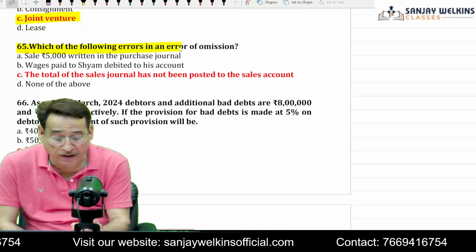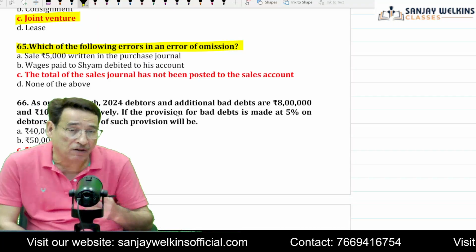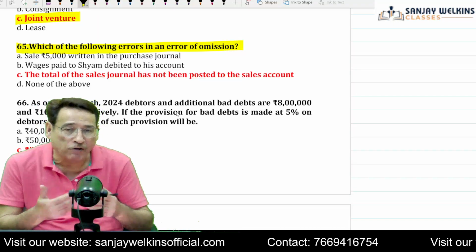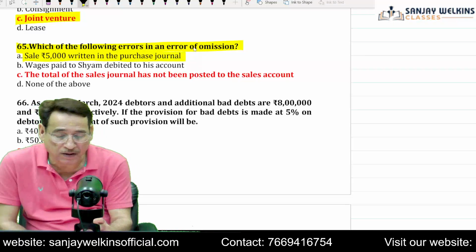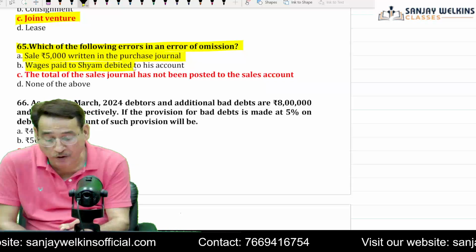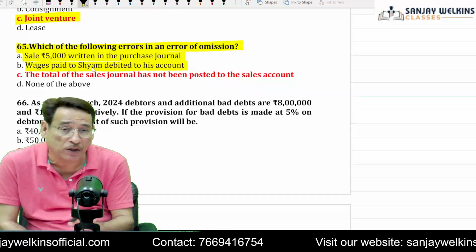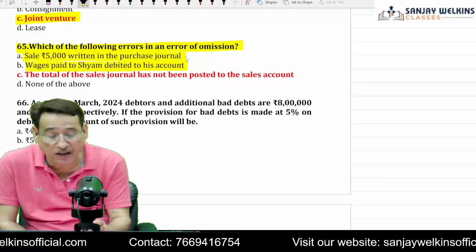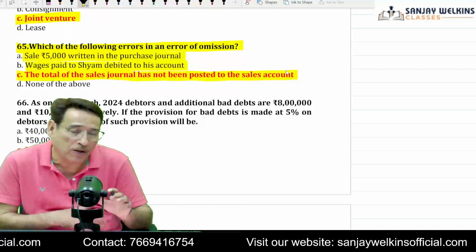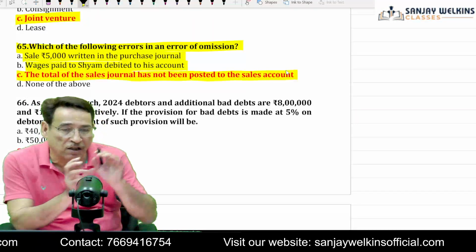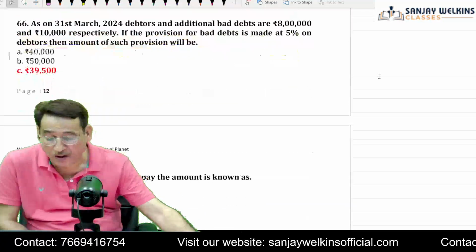Which of the following error is an error of omission? Which of the following is an error of omission? Omission means sometime when you skip, when you forget. Sale 5,000 written in the purchase journal. It is not an error of omission. Wages paid to Shyam debited to his account. Again, it is not an error of omission. Wages paid to Shyam debited to his account. So it is an error of principle. It is not an error of omission. The total sales journal has not been posted to the sales account because here you forgot that total of sales journal need to be posted to the sales account. So this is a case of error of omission.